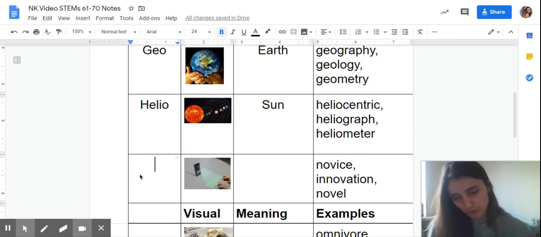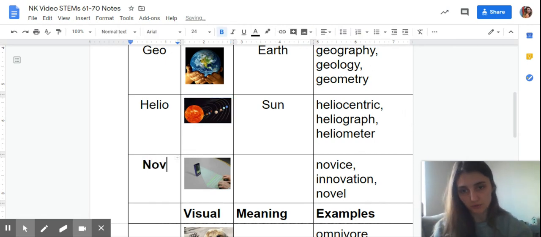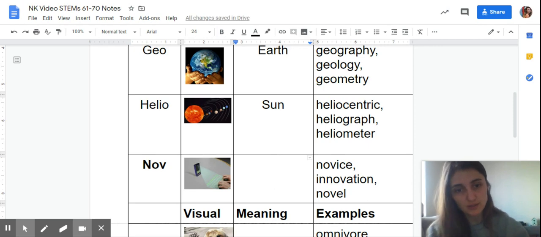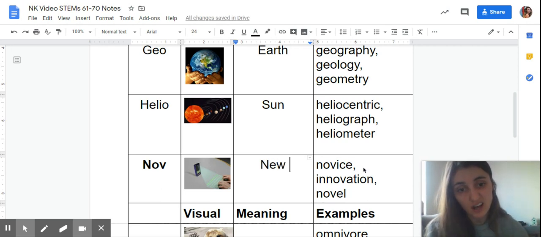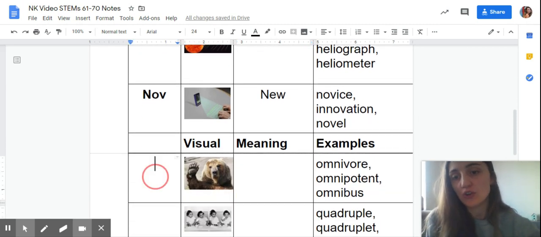We're already at our fifth one, and we have NOV. For NOV, examples are novice, innovation, and novel. So NOV is new. So novice, if you're a novice level person, it's something that's pretty new to you, so you're not exactly an expert at it. When you innovate something, like an innovation, you are creating something new. So NOV is new.